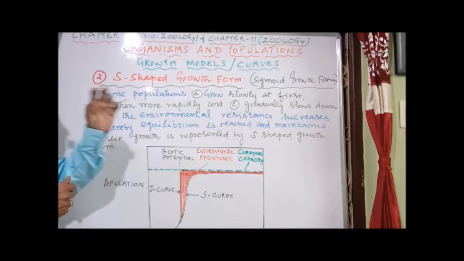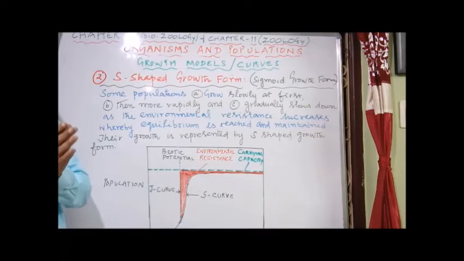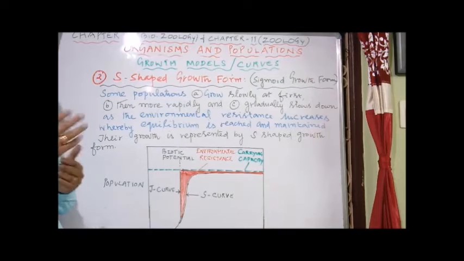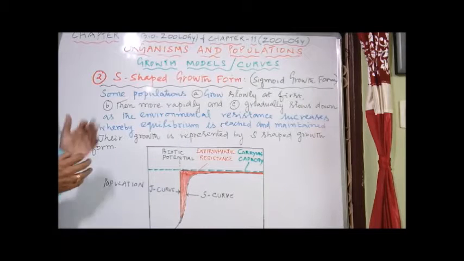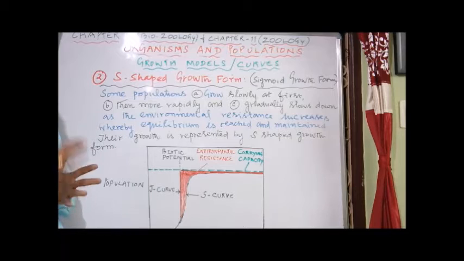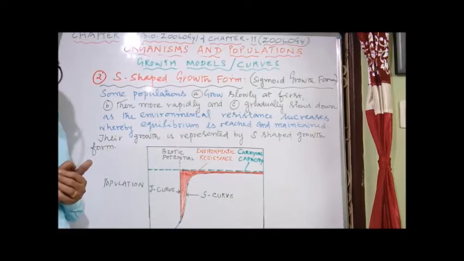So in some populations you can see growth starts slowly, then more rapidly, and then gradually slows down when the environmental resistance increases. Equilibrium is reached and maintained, a stationary phase. So their growth is normally represented by the S-shaped growth form.